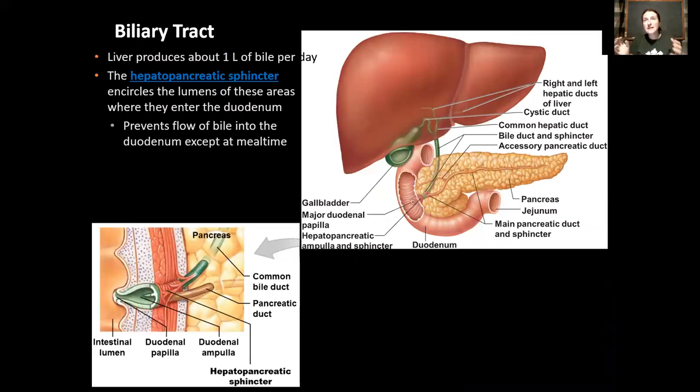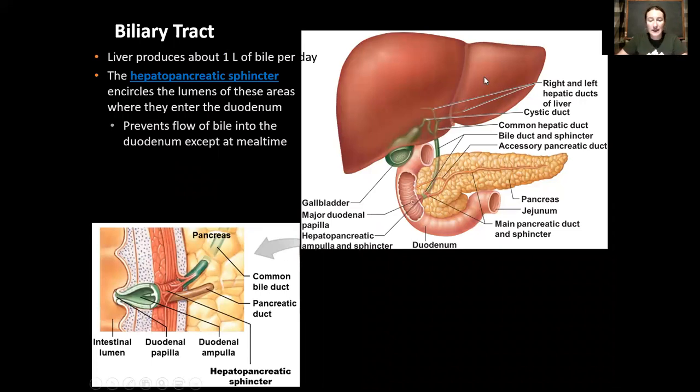Okay, so the first accessory organs I want to talk about are the liver and the gallbladder. The liver is responsible for producing, among many other things, about 1 liter of what is called bile every single day. Okay, and so we'll see how that works here soon, and we'll talk about the function of bile, but essentially bile is both a waste product as well as something that helps us with digestion. So it's going to facilitate digestion.